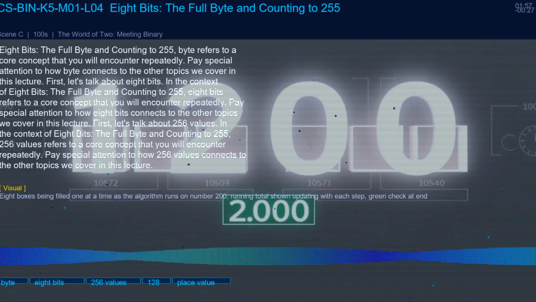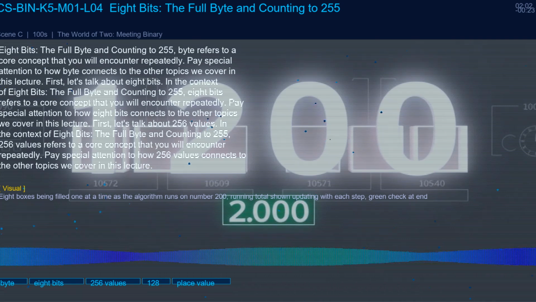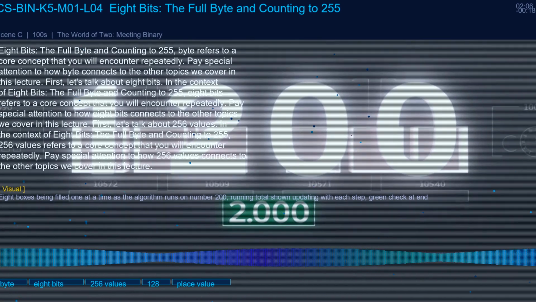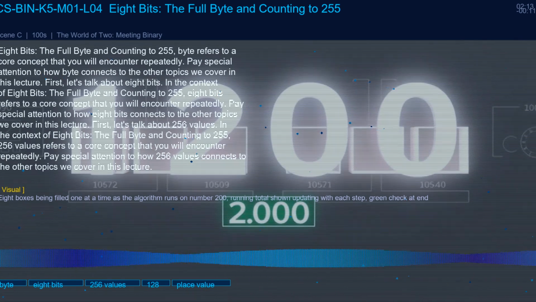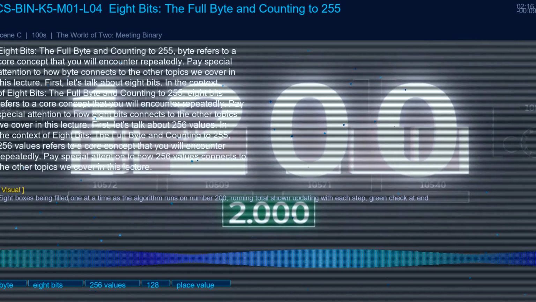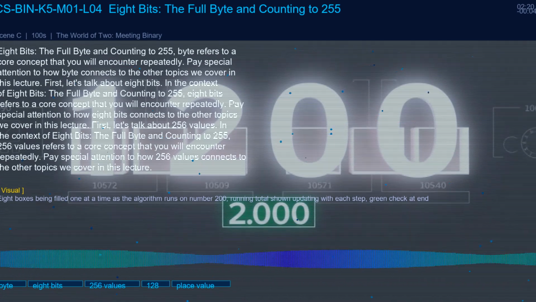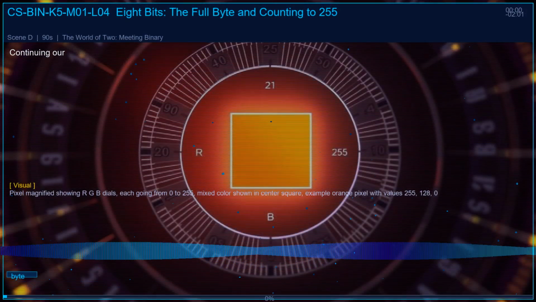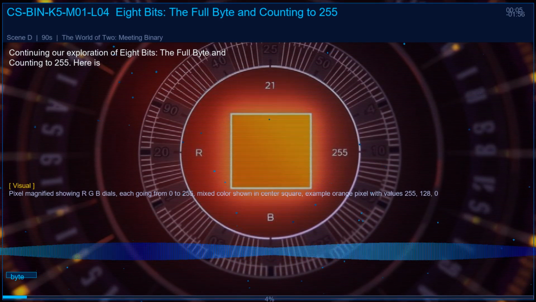Pay special attention to how 8 bits connects to the other topics we cover in this lecture. First, let's talk about 256 values. In the context of 8 bits, the full byte and counting to 255, 256 values refers to a core concept that you will encounter repeatedly. Pay special attention to how 256 values connects to the other topics we cover in this lecture.